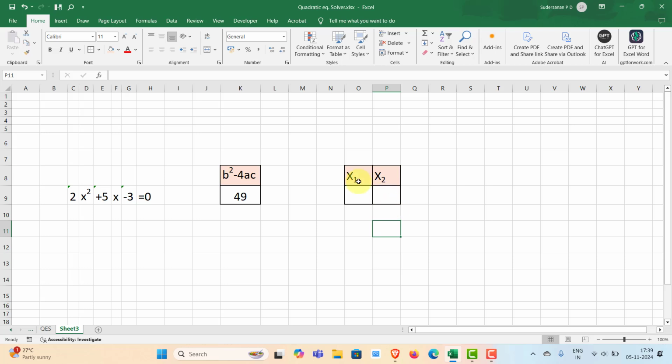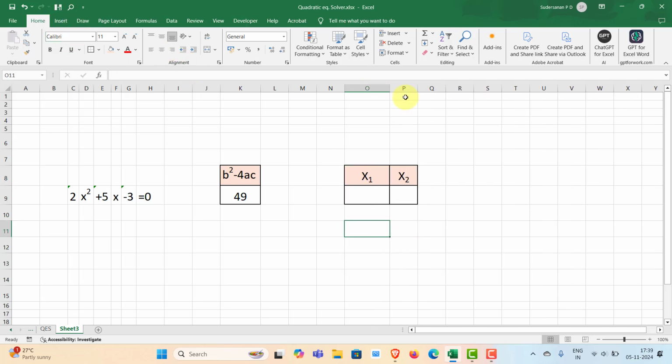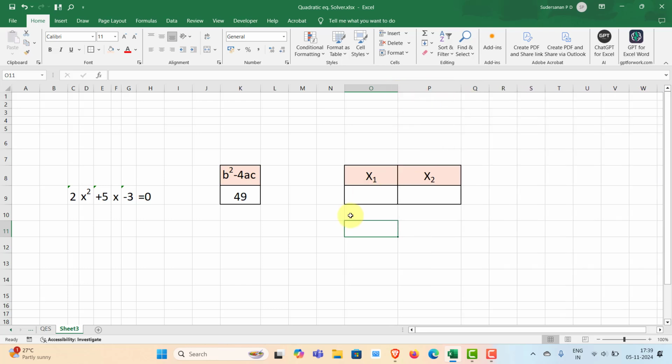Okay, I'll put it as center. I need to get the value here, x1. To get the value, you can type the formula.